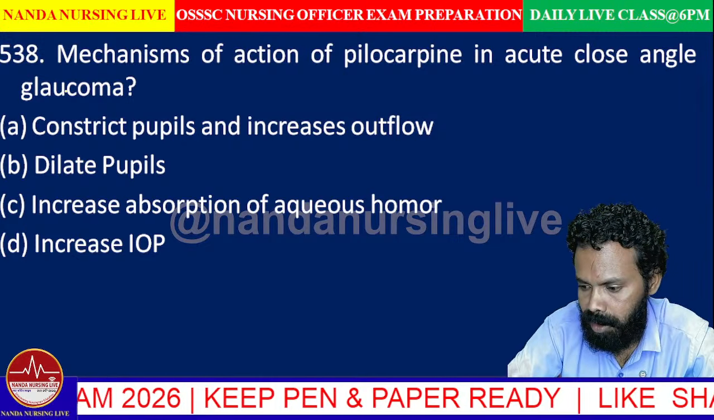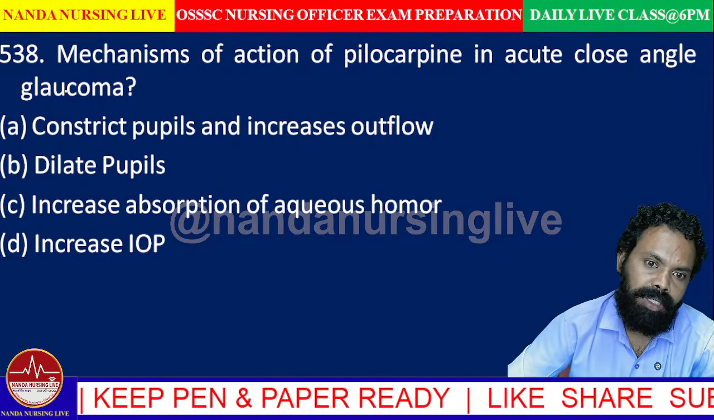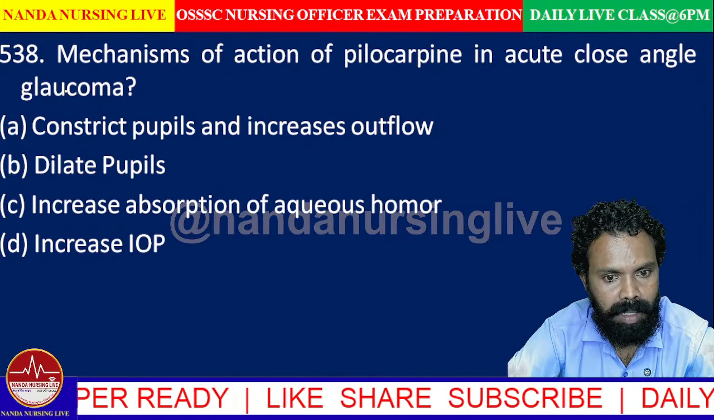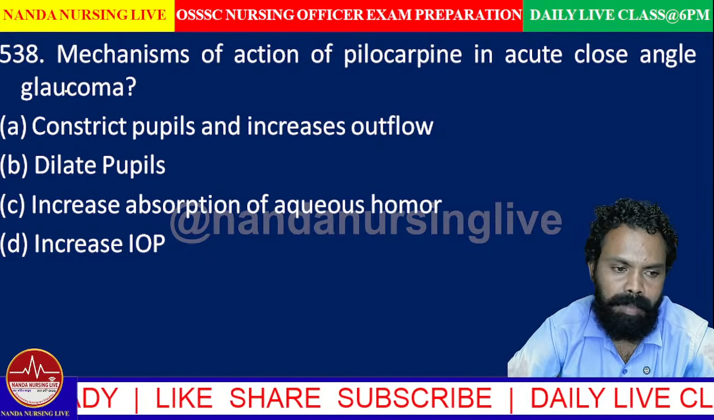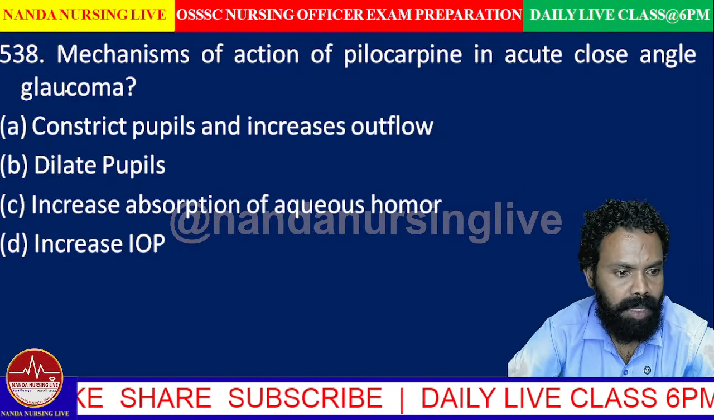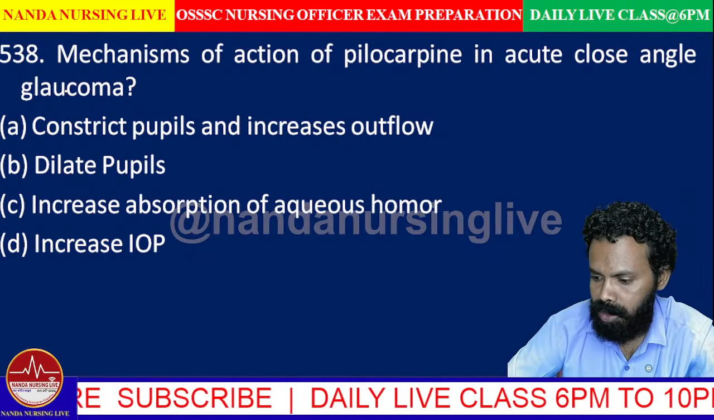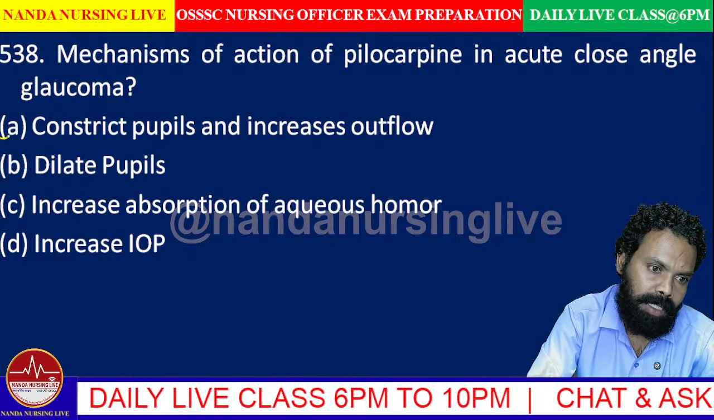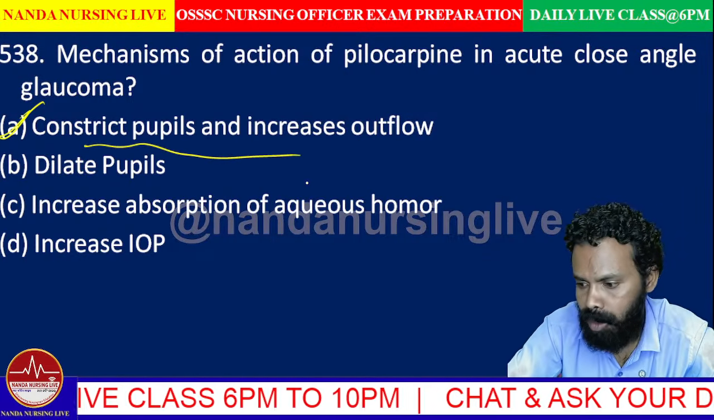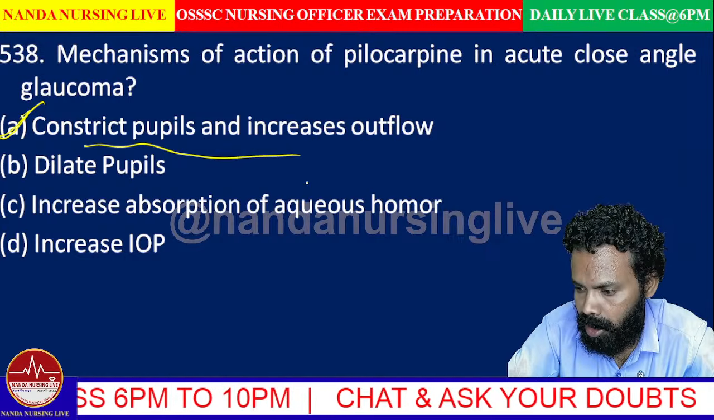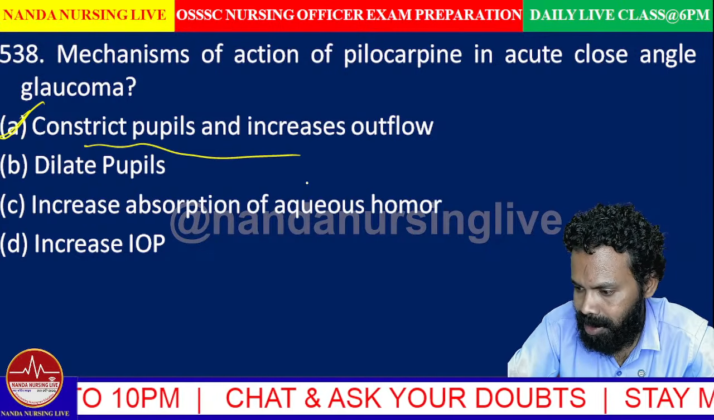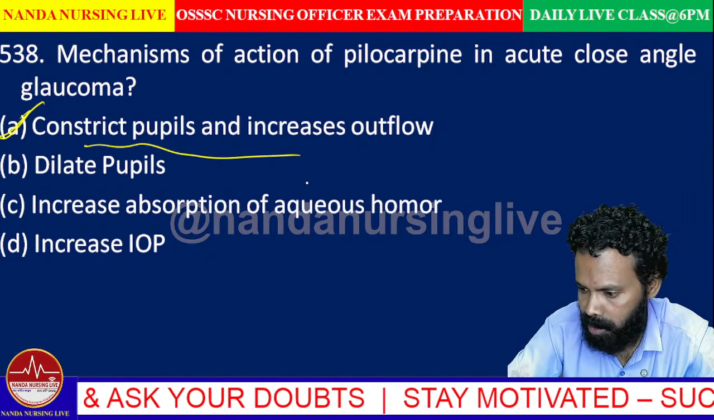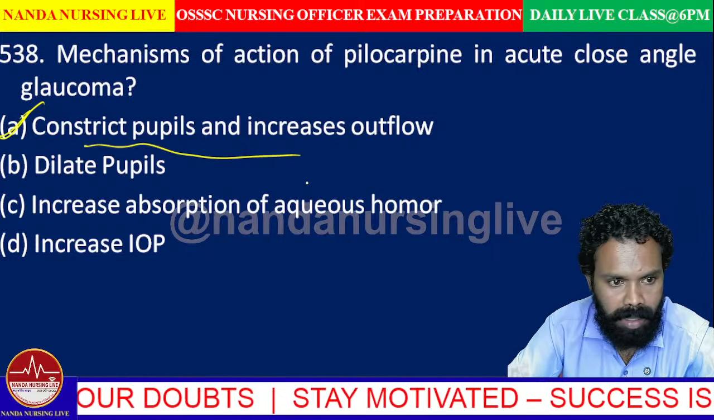Next question number 538: mechanism of action of pilocarpine in acute closed angle glaucoma. Option A is constrict pupils and increase outflow, option B is dilate pupils, option C is increase absorption of aqueous humor, option D is increase intraocular pressure, IOP. So which option is the correct answer? The correct answer is option A, constrict pupils and increase outflow. Pilocarpine is a muscarinic receptor agonist that plays a key role in managing acute angle closure glaucoma; by its mechanism of action it induces pupil constriction, right?